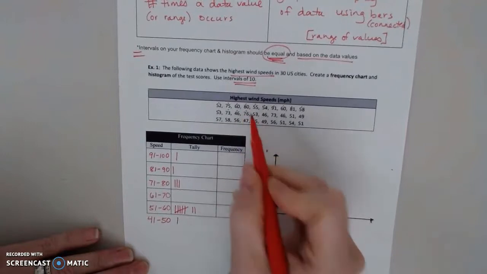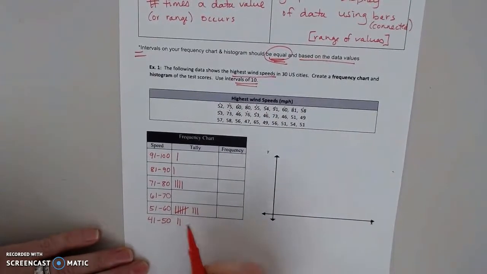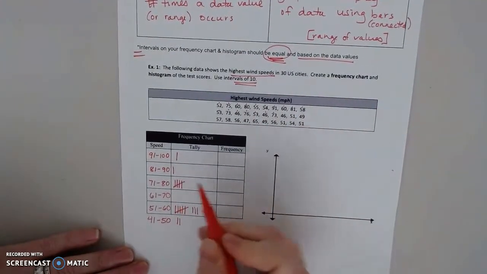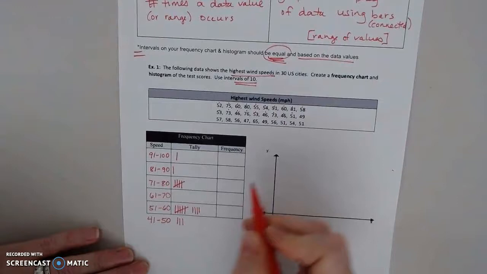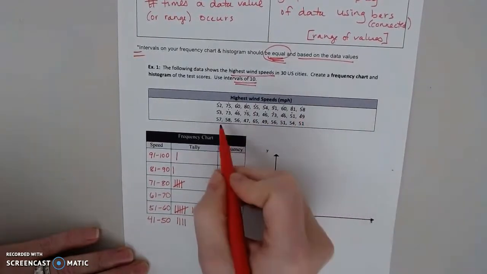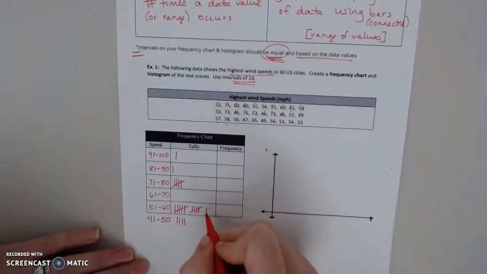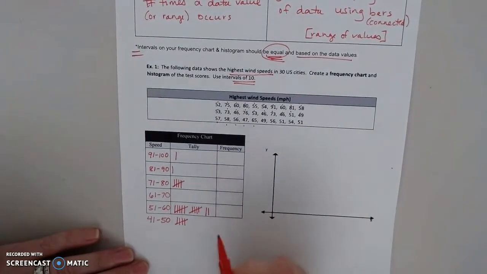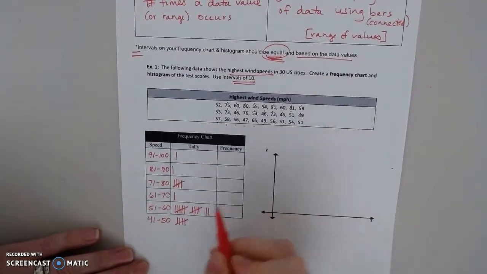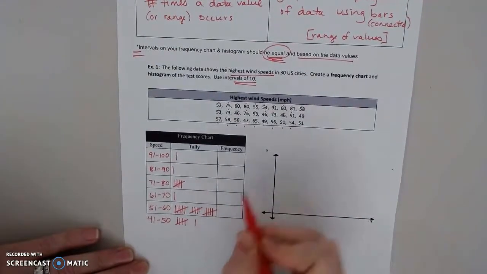46, 76, 53, 46, 73, 46, 51, 49, 57, 58, 56, 47, 65, 49, 56, 51, 54, and 51.